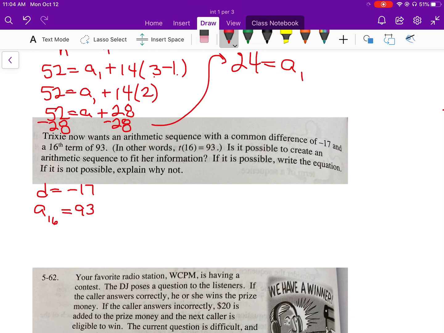So let's set it up. So remember, we're going to use a sub n equals a sub 1 plus d times n minus 1.